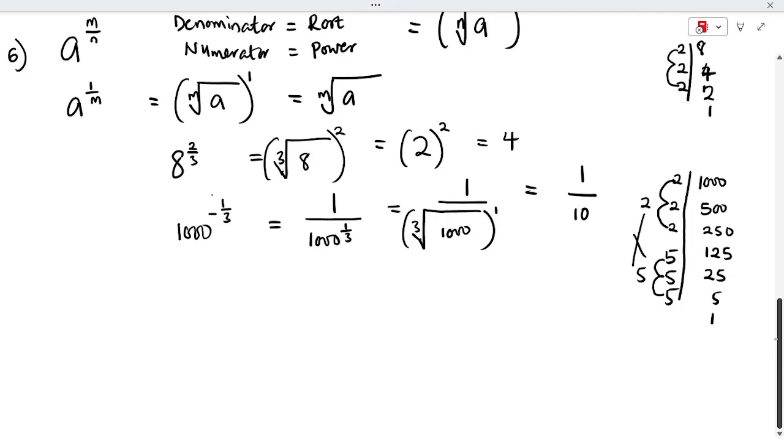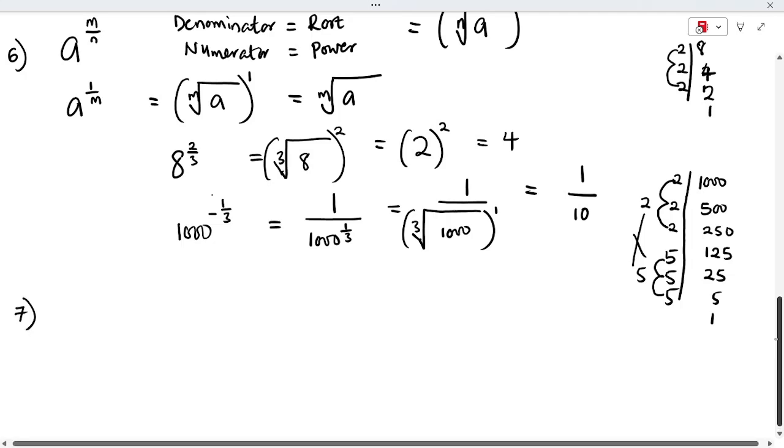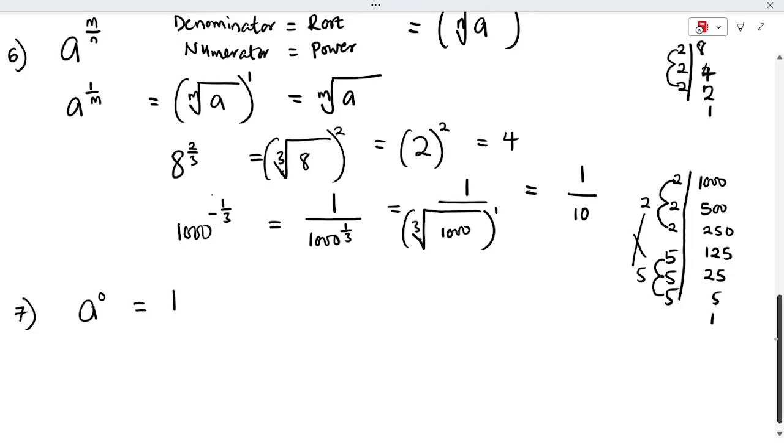All right, and the final one, the final law, law number 7, says anything raised to power 0 equals 1. And those are your laws of indices. Now, most times, I don't think anybody will give you a question that says 10 raised to power 0. Nobody will do that. But most times, it's a question you solve. After solving, you get to have something raised to power 0.